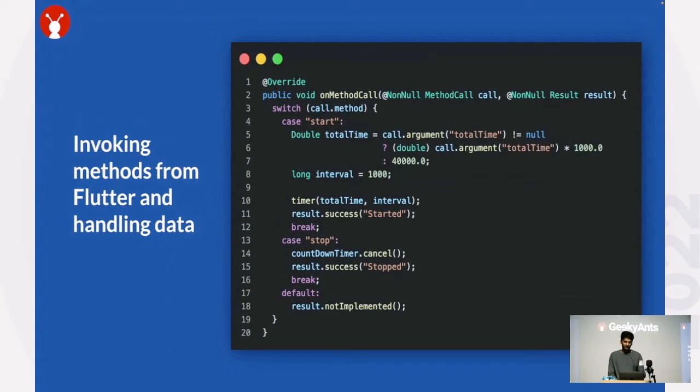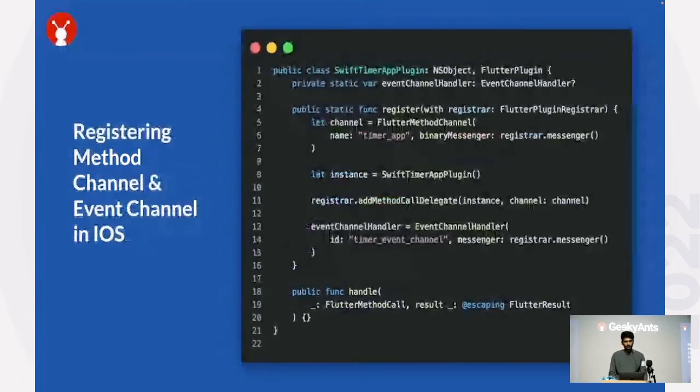Then there's a timer function. I don't want to bore you guys with the logic of how the countdown timer is working on the Android side, so I skipped that. And there is result success, to acknowledge that you have invoked the method. And there is one more thing, result not implemented. It is for when there is some key that is not there and you're trying to invoke it, so it handles the error.